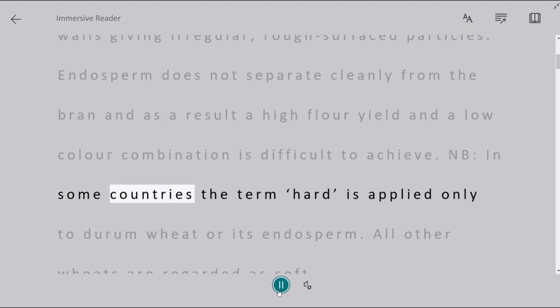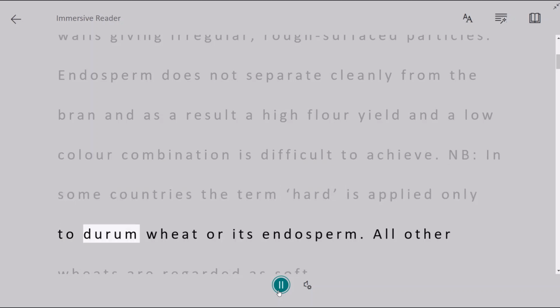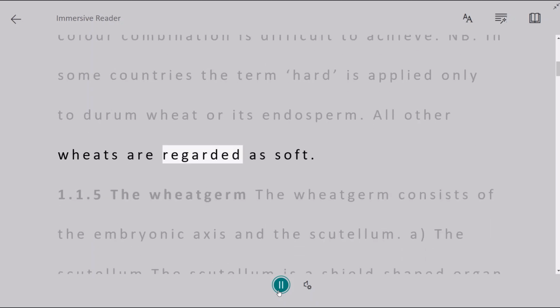NB. In some countries the term hard is applied only to durum wheat or its endosperm. All other wheats are regarded as soft.